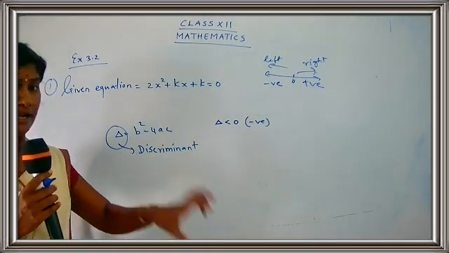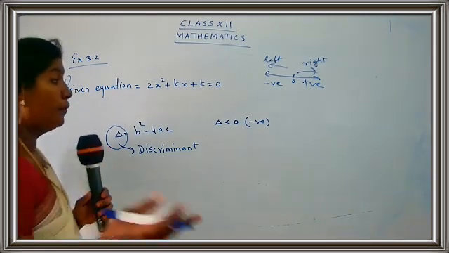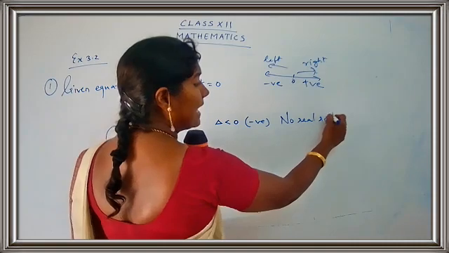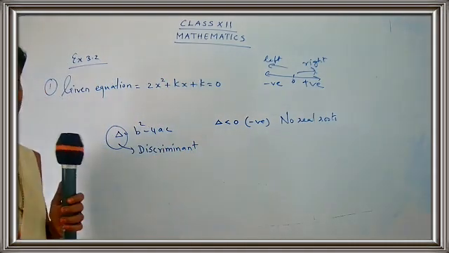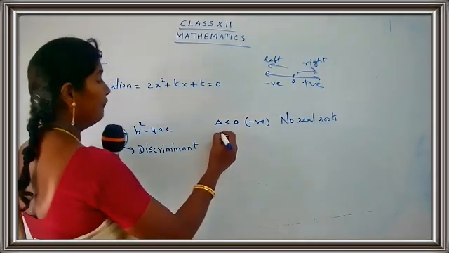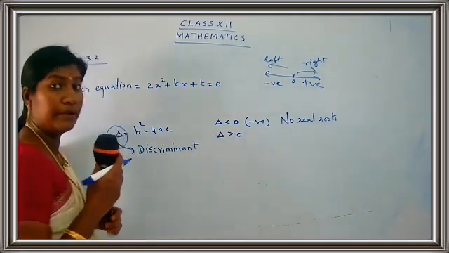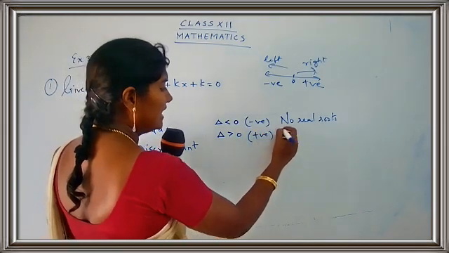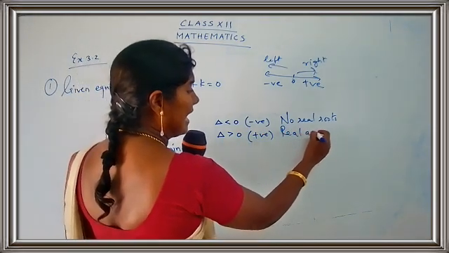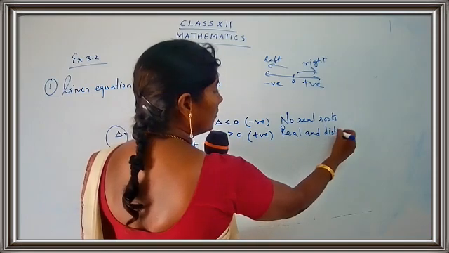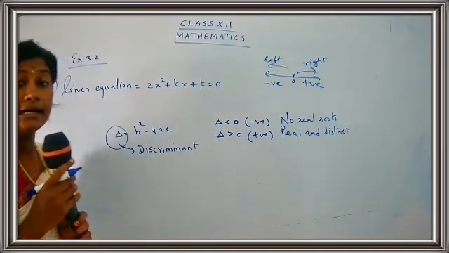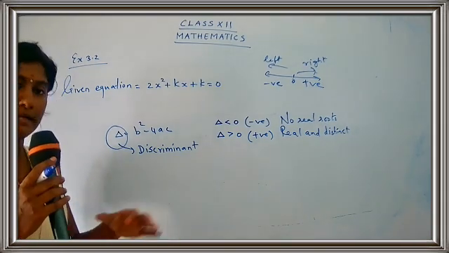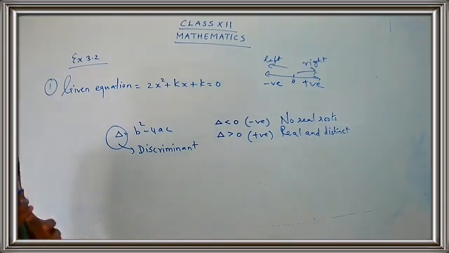If the value of delta is negative, what about the roots? You have to say that it has no real roots. We don't get a real root. Okay, next one. If delta is greater than 0, if you get a positive value, you have to say that the roots are real and distinct. Real and distinct means it is a real number and the values will be different. You get different values.